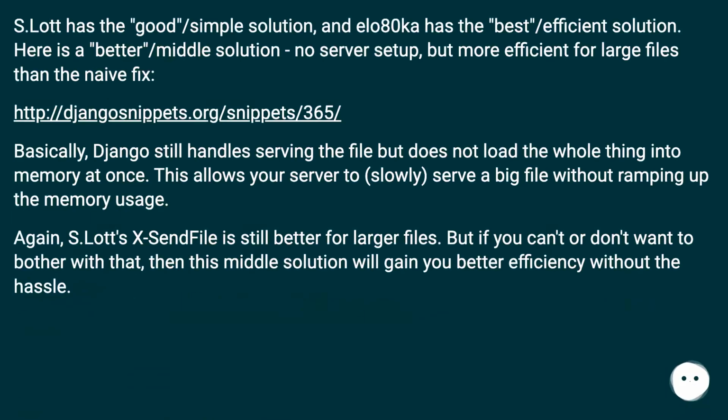S.lot has the good/simple solution, and ELO80K has the best/efficient solution. Here is a better/middle solution. No server setup, but more efficient for large files than the naive fix. Django still handles serving the file, but does not load the whole thing into memory at once. This allows your server to slowly serve a big file without ramping up the memory usage. Again, s.lot's X-Sendfile is still better for larger files. But if you can't or don't want to bother with that, then this middle solution will gain you better efficiency without the hassle.